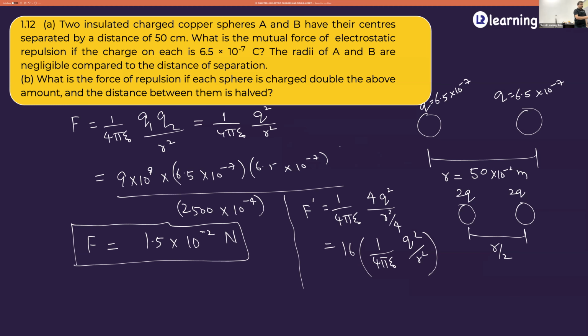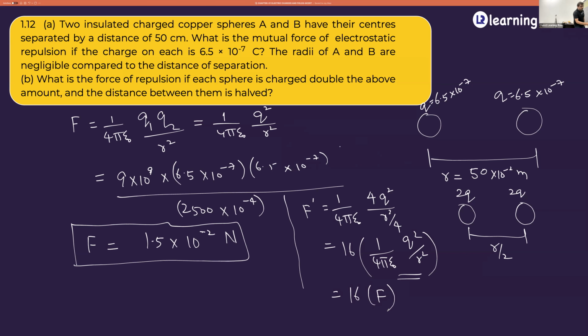This 4 will go to the numerator, so it becomes 16. I took that 16 outside, everything else is written. But what is this value? This value was the initial force that was exerted, right? So it is going to be 16 times F. You already know the value of F, which is 1.5 into 10 power minus 2. Substitute it there, you're done.